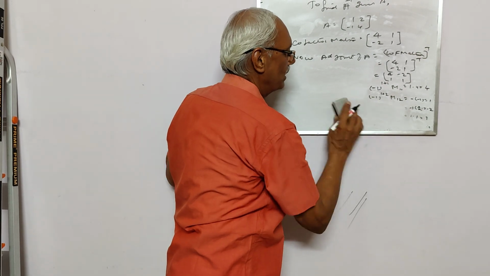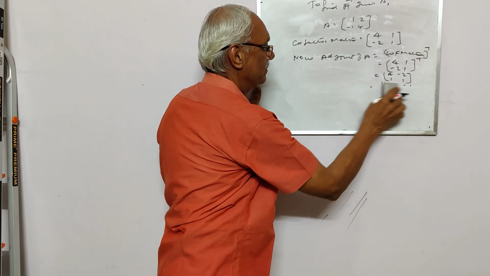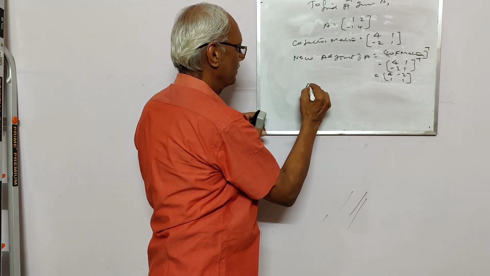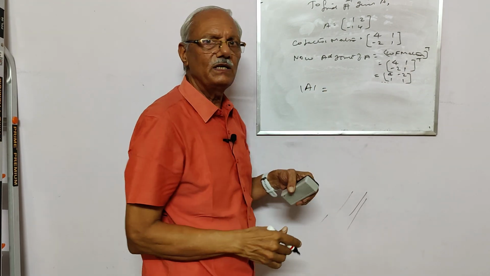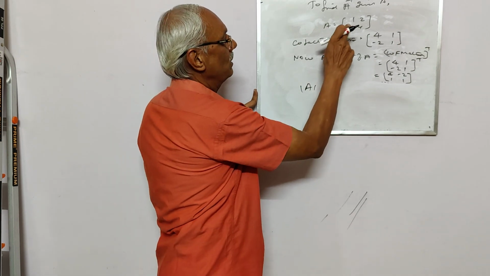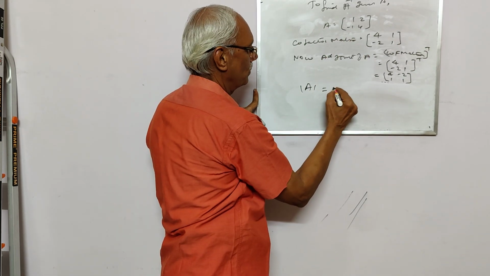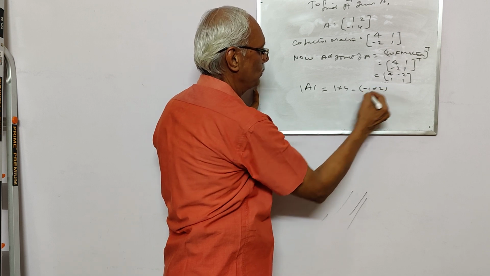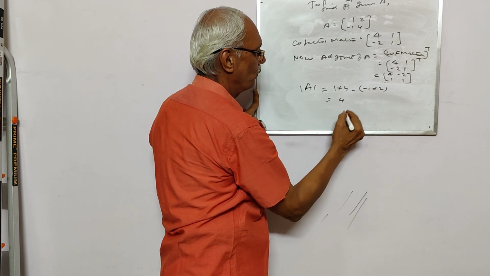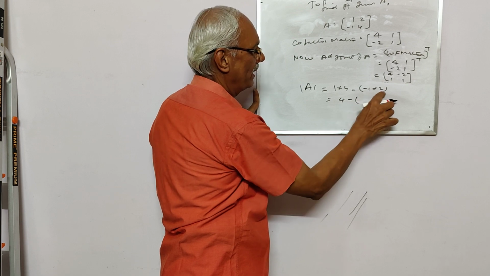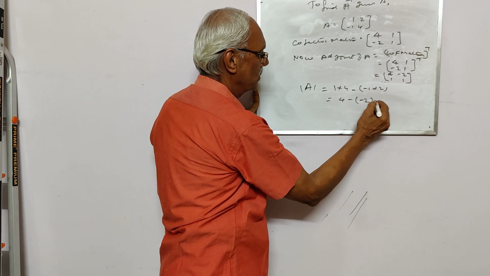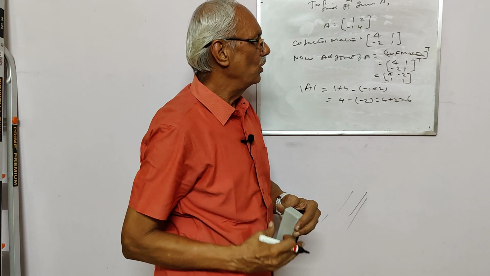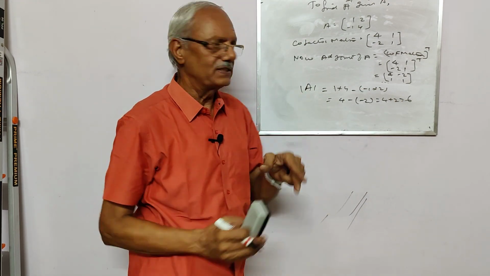Now what is the determinant of A? I taught you the meaning of the determinant of A. 1 into 4 minus 1 into 2. So 1 into 4 is 4, minus 1 into 2 is minus 2. So minus into minus is plus. So 4 plus 2 is 6. So we have got the two results.